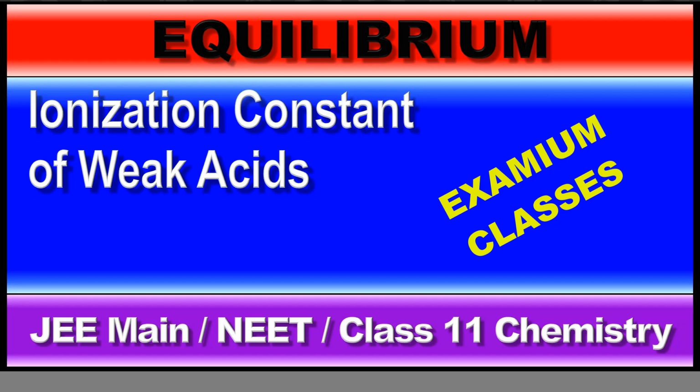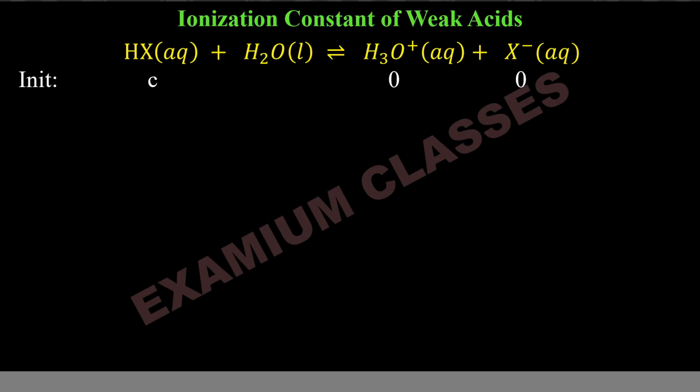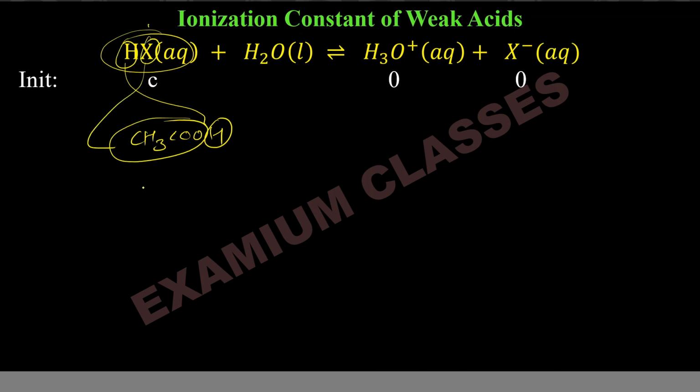Ionization constant of weak acids. When we talk about ionization constant, obviously the reaction will happen in the water. So suppose this is the weak acid. It can be, for example, CH3COOH. So this hydrogen is this part and X is this part. Okay. So if I consider this one, this X minus will be CH3COO minus.